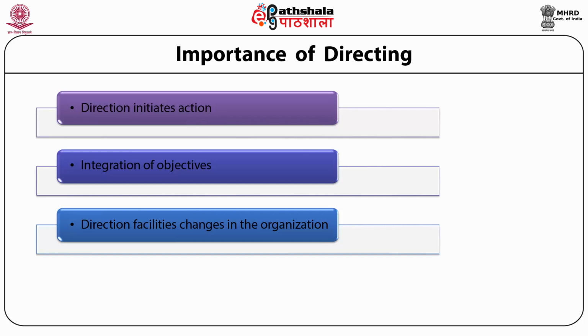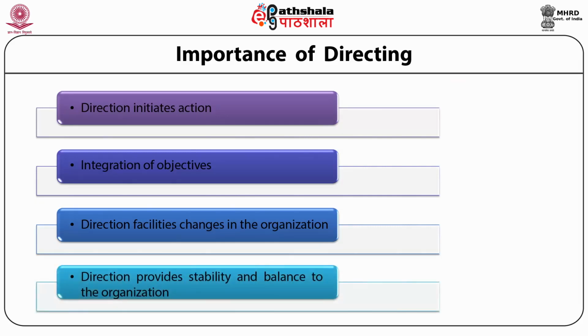For example, a company wants to introduce computerization. Employees will hesitate to accept it as they may lose their jobs since they don't know how to handle the computers. Here, leadership plays an important role. Leaders can communicate to employees that they will be given training to use computers and also there will be no loss of jobs. Direction provides stability and balance to the organization.